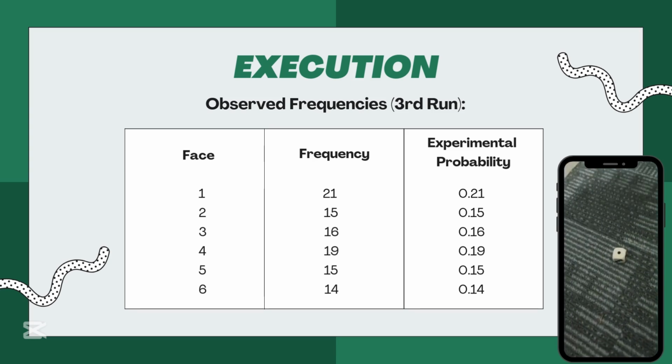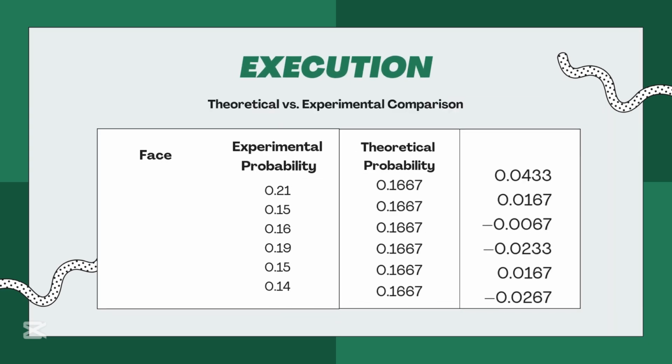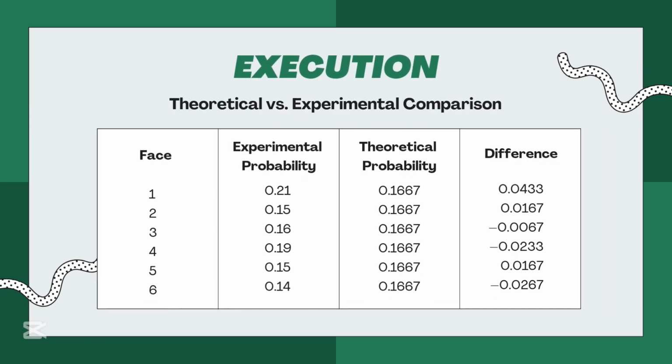These results were the most balanced of the 3 runs. When we calculated the experimental probabilities for this final run, we found that the values were very, very close to the theoretical probability of 0.1667. The differences were minimal and no phase showed a result that was drastically higher or lower than expected.